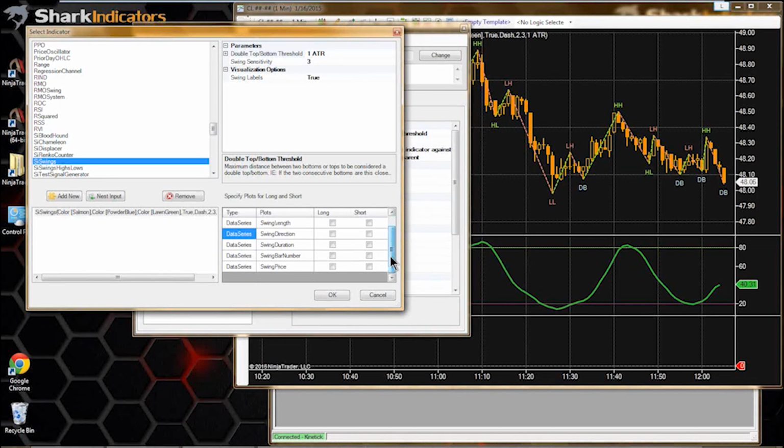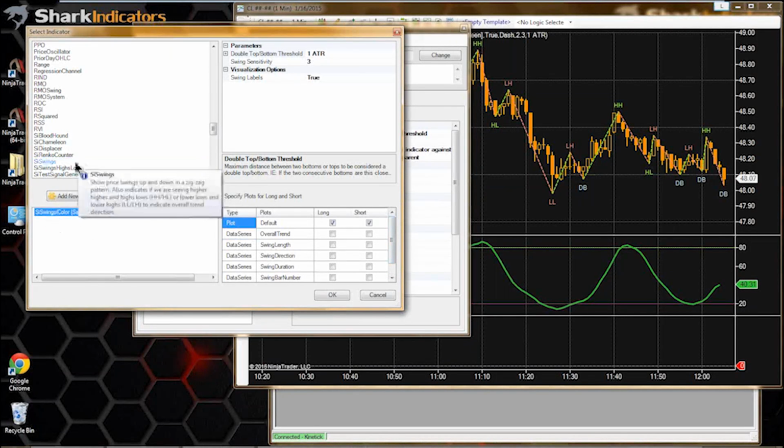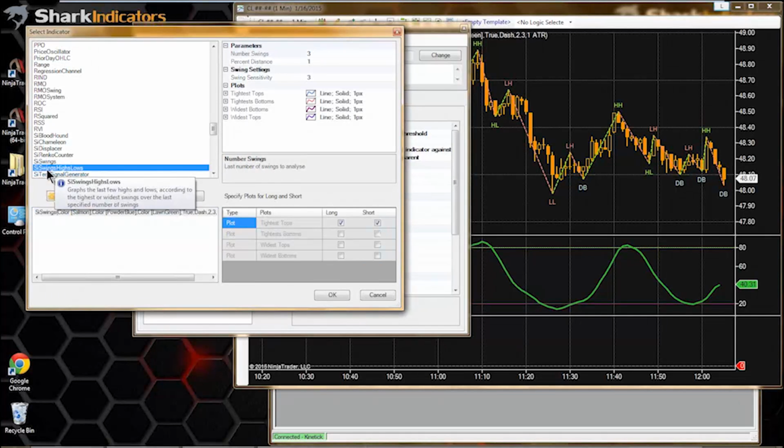So what I was pointing out is that the SI swings didn't have these higher lows and lower high points actually coded or exposed for BloodHound to read, or didn't have any of that information exposed for another indicator to read. So we won't be able to use this indicator per se. We're going to have to use the swings, highs, lows.